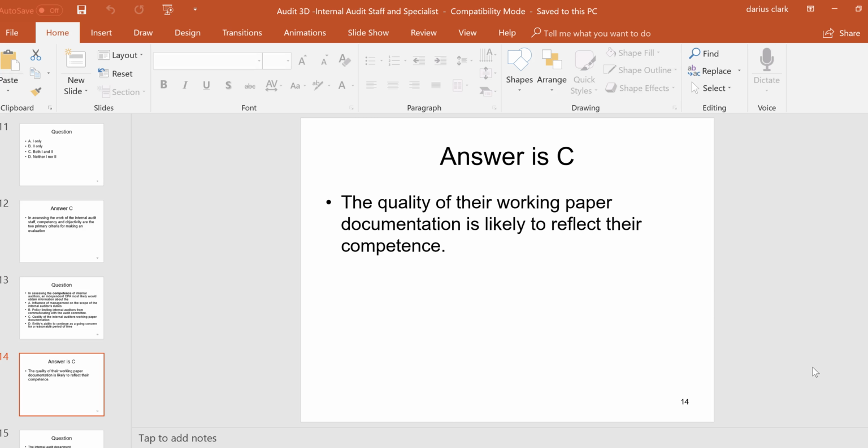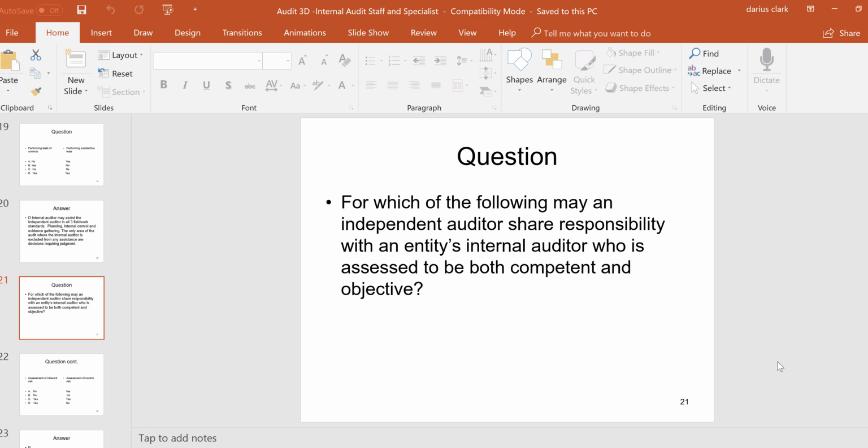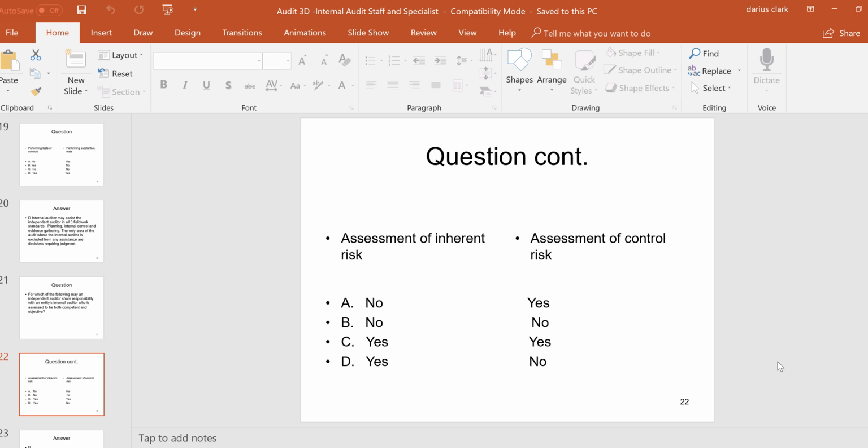Good. All right, let's go on. Great question here. Which of the following may an independent auditor share responsibility with an entity's internal auditor who's assessed to be both competent and objective? So they could help if they're competent and objective, but the answer choices say assessment of inherent risk. No, that's a judgment call. That has to be done by the independent auditor.